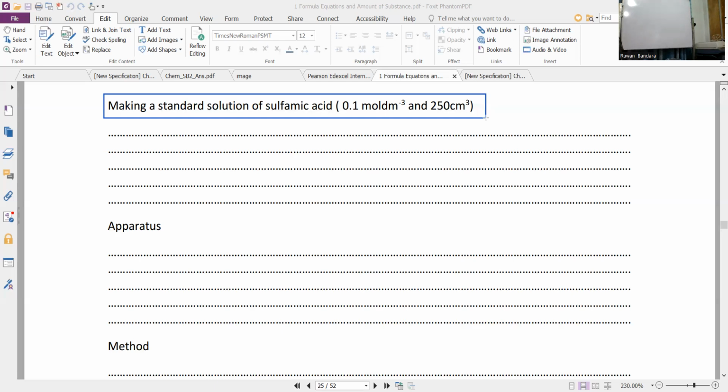Feeding close. Very this white solid thing. Sodium carbonate.